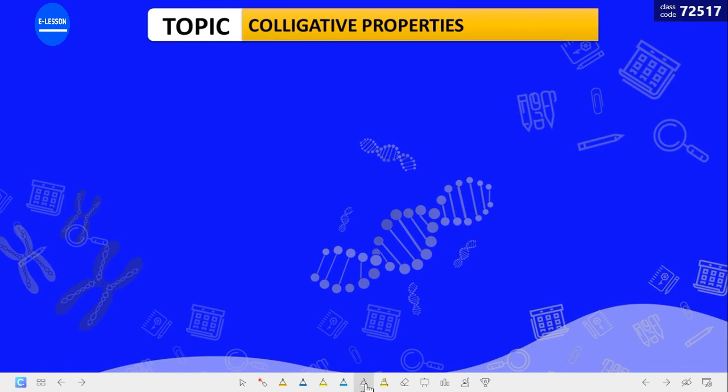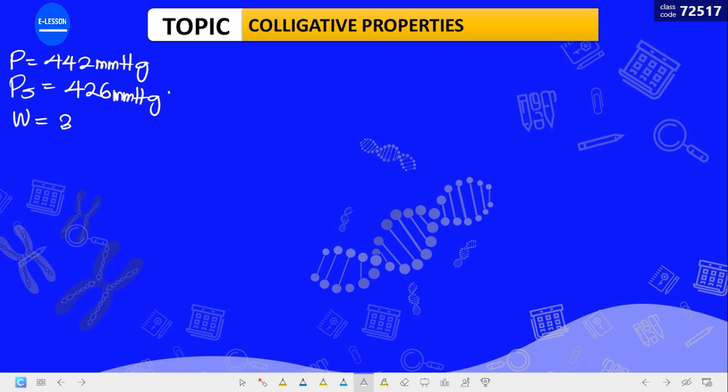Parameters are: the pressure of the pure solvent is 442 millimeter of mercury, pressure of solution is 426 millimeter of mercury, and then the weight of solute is 3 gram, weight of solvent is 50 gram, and the molecular mass is 74 gram. I believe those are all the parameters.